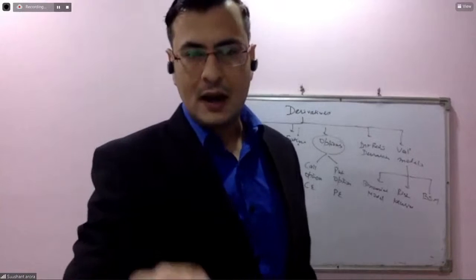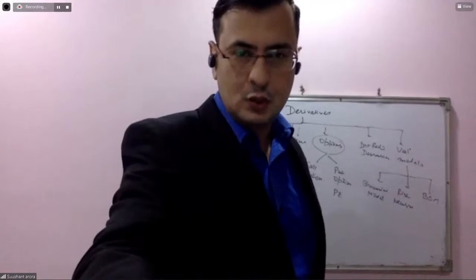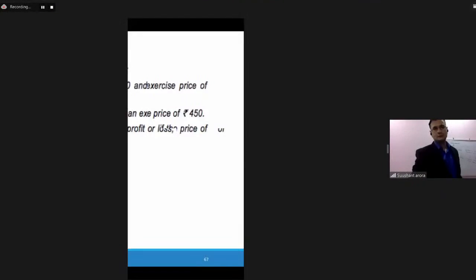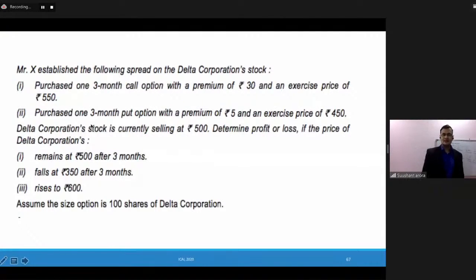So I'm sharing a practice manual question with you. You can read this. This is from the practice manual. This will give you a revision of the last class. I'll read it quickly because the question is very simple. Mr. X established the following spread on a Delta Corporation stock. This is a practice manual question, but coincidentally there's a company called Delta Corp, which is into casinos, but again, it's just an arbitrary kind of question.